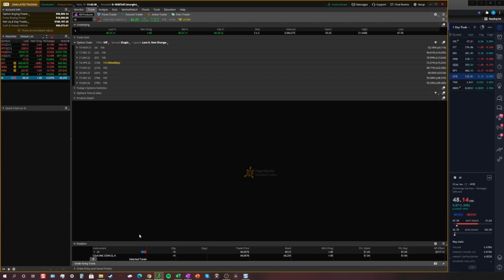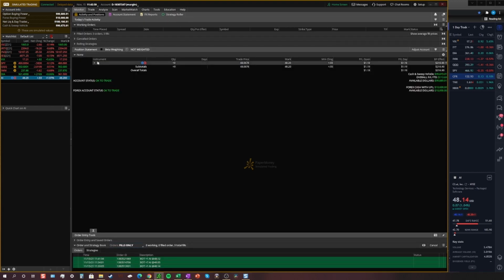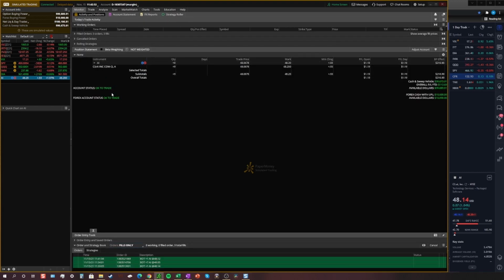That was really close to what we were noticing, because the ask here was 48.15, but now it's moved up to 48.20. So already, it looks like I'm making money on this trade. I like it. Now, let's look to close out that position.